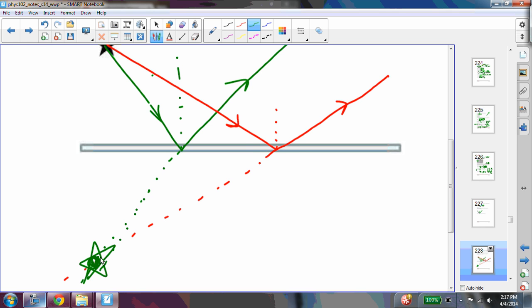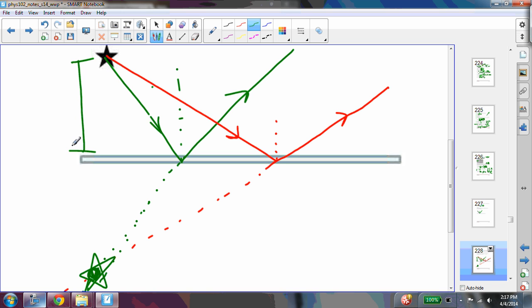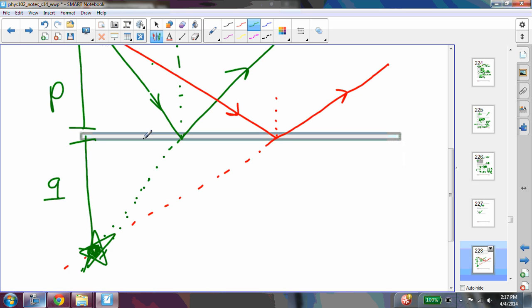Right? And then I can go and measure. This is my p value. This is my q value. And if you've done this carefully, which I've done okay here, you'll find that p is equal to q. I did this in lab, but you should recognize here that I found the location of my image by taking two rays and tracing them back.